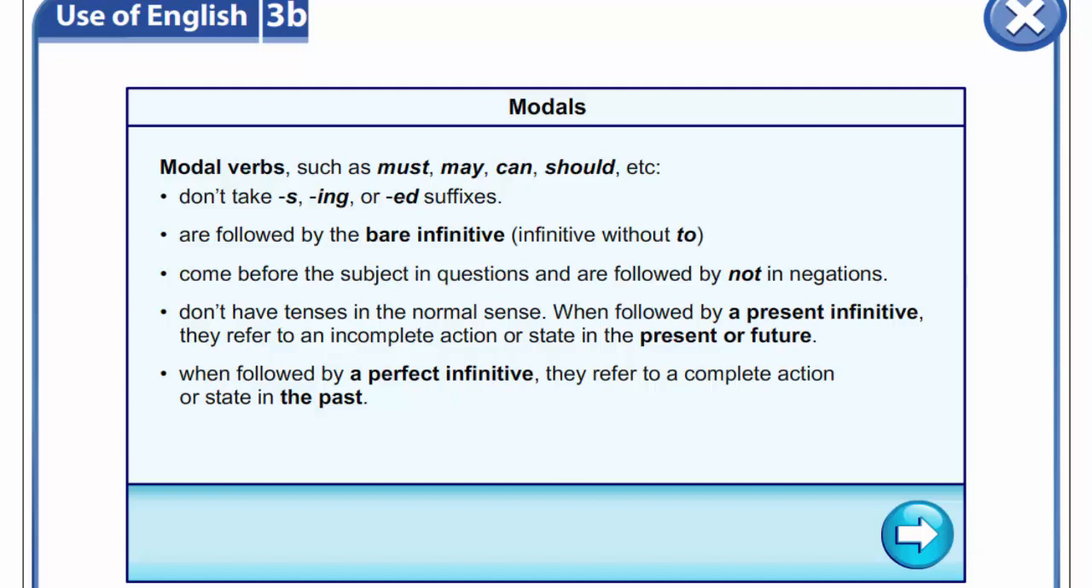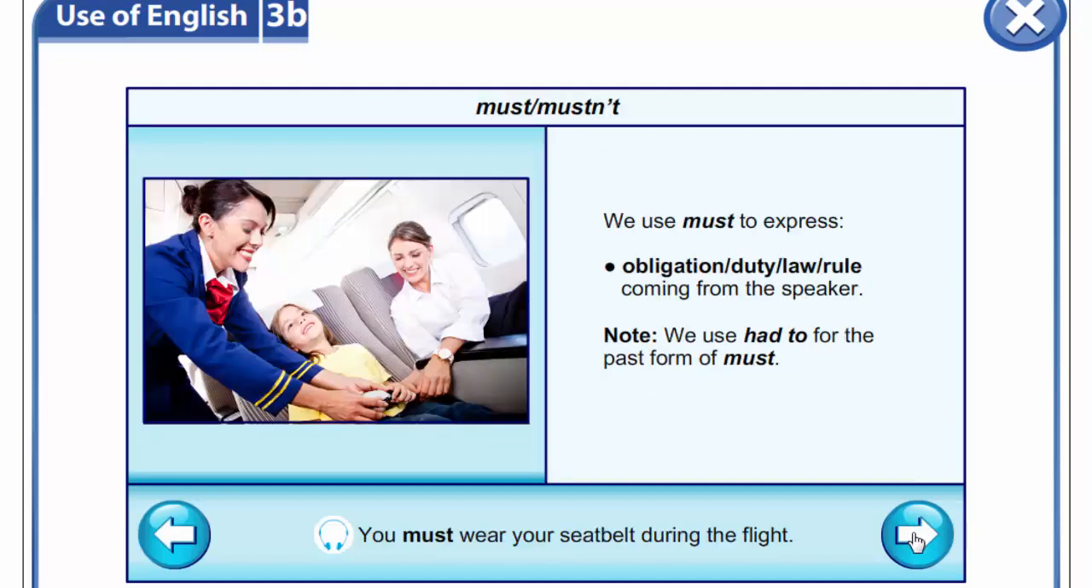When followed by a present infinitive, they refer to an incomplete action or state in the present or future. When followed by a perfect infinitive, they refer to a complete action or state in the past. We use must to express obligation, duty, law, rule coming from the speaker. We use had to for the past form of must.